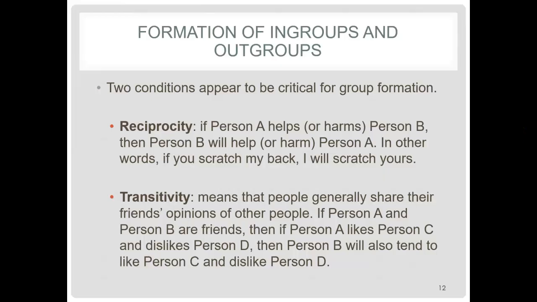So if person A and person B are friends, then if person A likes person C and dislikes person D, then person B will also like person C and dislike person D. Just think back to middle school. That's transitivity right there.